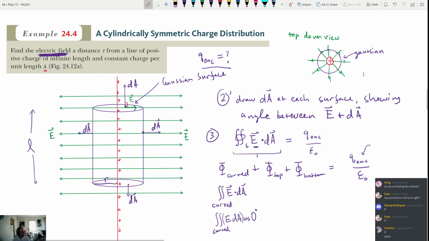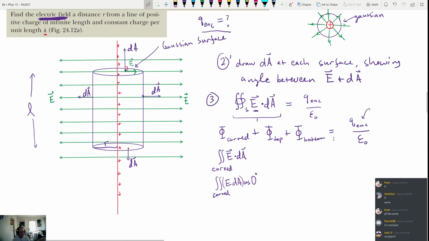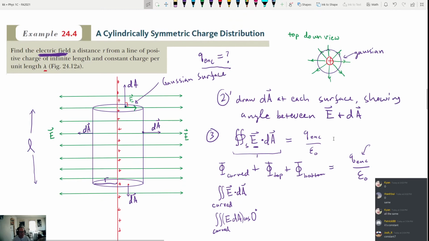I don't know what it is, right? But how can I relate the electric field on here? They're all the same. It's all constant, yeah. It's all the same, exactly. So what I can do then is say, if every portion of my surface, we're integrating over dA, right?